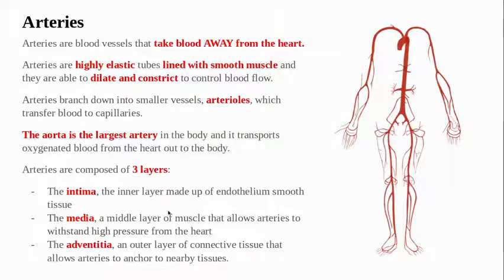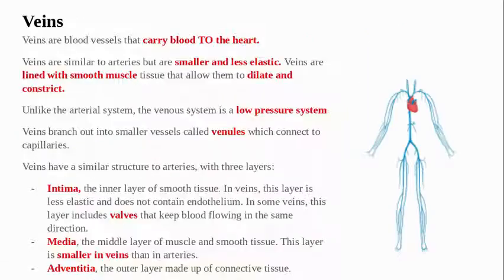And so the intima is made up of endothelium smooth tissue, which we talked about helps it to control the blood flow. The media is made up of muscle, because the arterial system is a high pressure system, so that muscle layer allows arteries to withstand that high pressure. And then the adventitia is made up of connective tissues that allow arteries to anchor to other tissues.